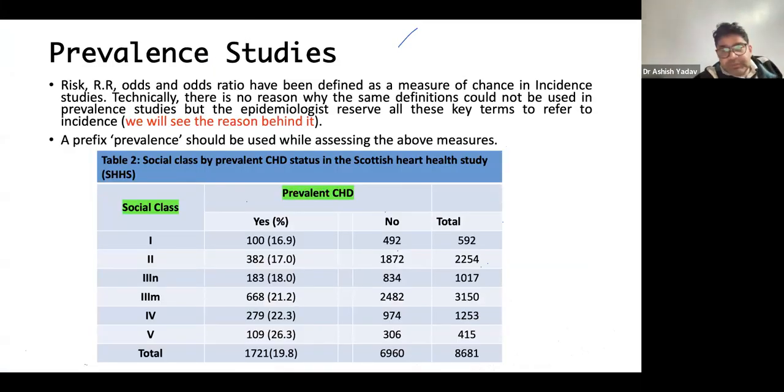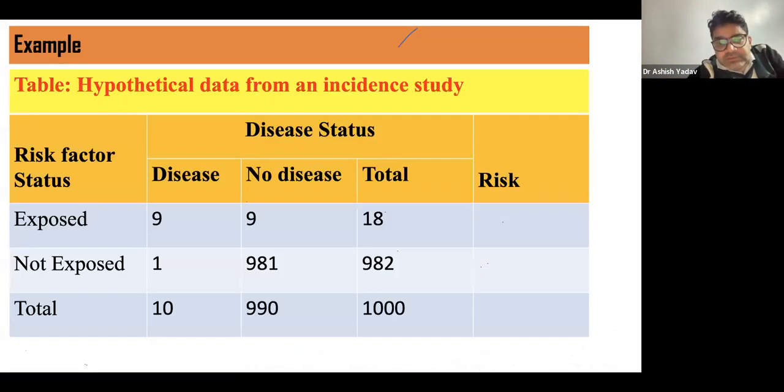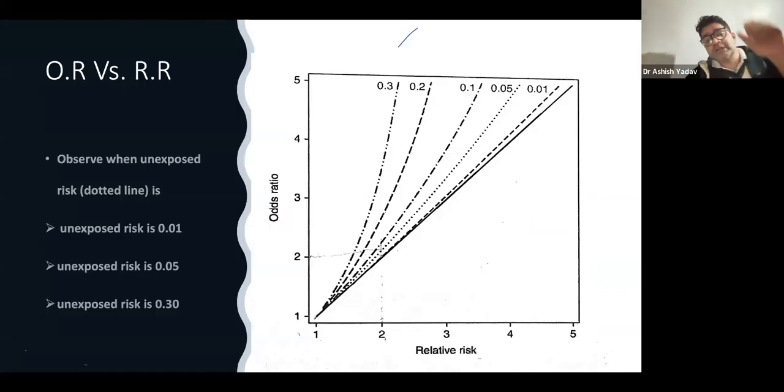I hope this is clear. In this case, you can see that we have lower disease risk in the unexposed population, so if we calculate it, we would get only a small difference in OR and RR. Whereas if you keep on increasing the disease prevalence, the magnitude will vary according to this chart.